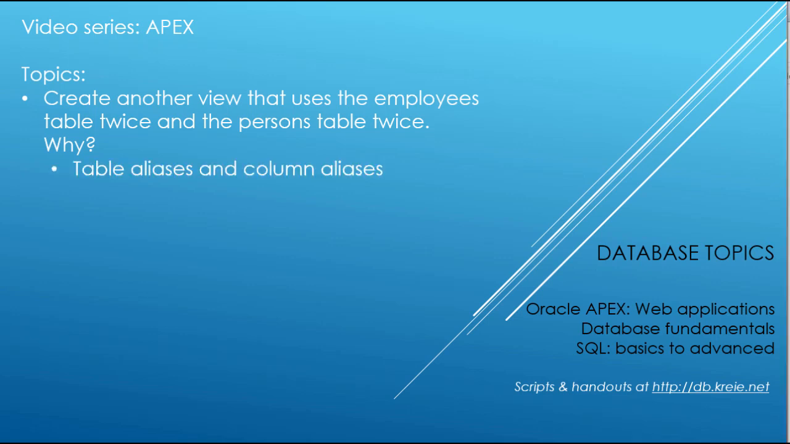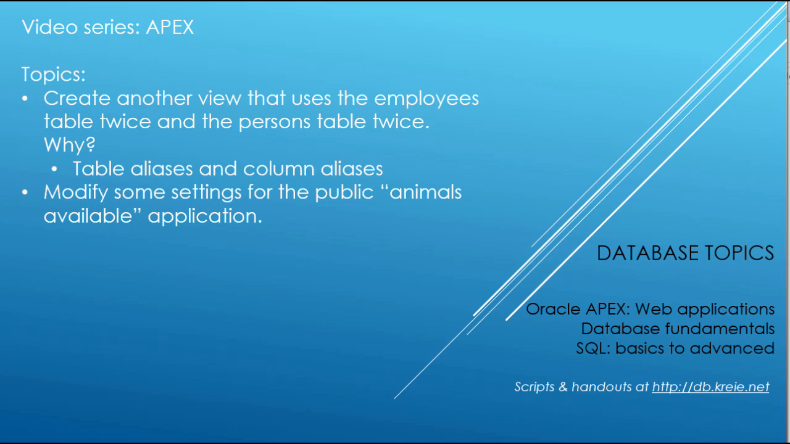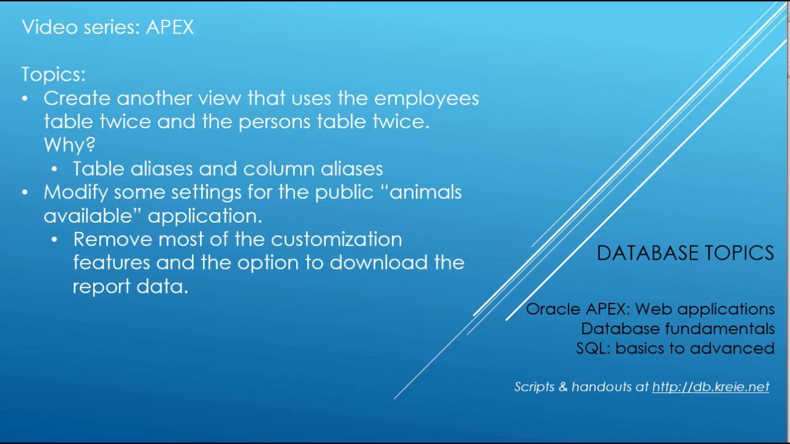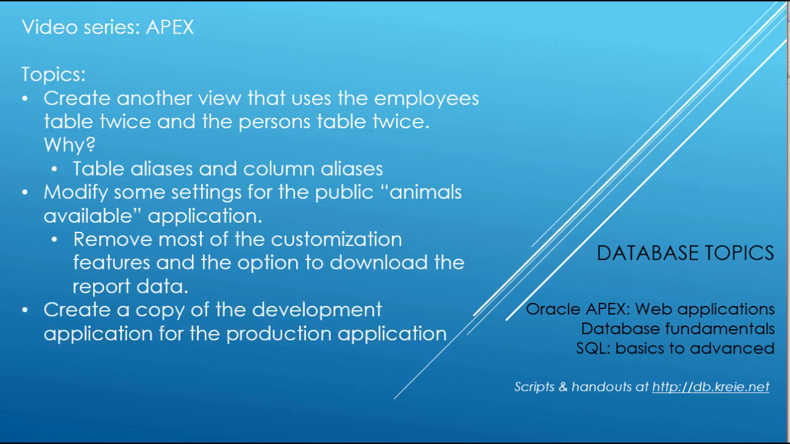So we'll see a good example of using table aliases and column aliases to help us keep track of all that. Then we're going to make some modifications to the settings of the public report, the one that requires no login and shows only animals available for adoption. We're going to remove some of the customization features that we've seen in the last couple of videos for interactive reports and interactive grids. Then we'll create a copy of the development application for the production application. So I'm logged into APEX as one of the developers.